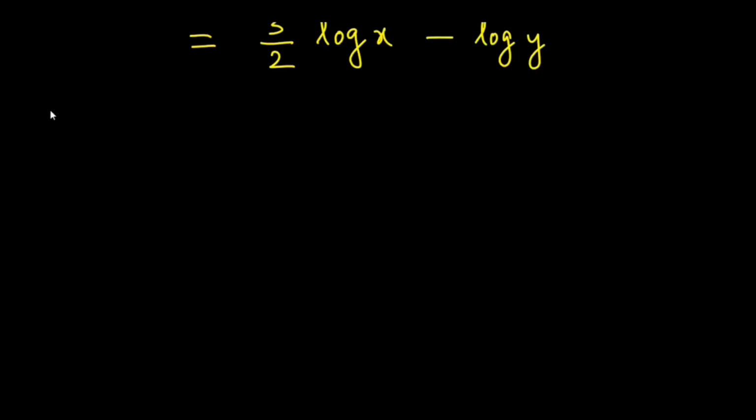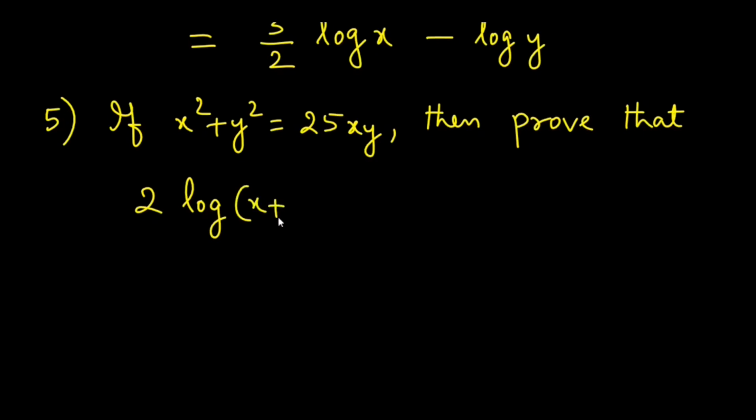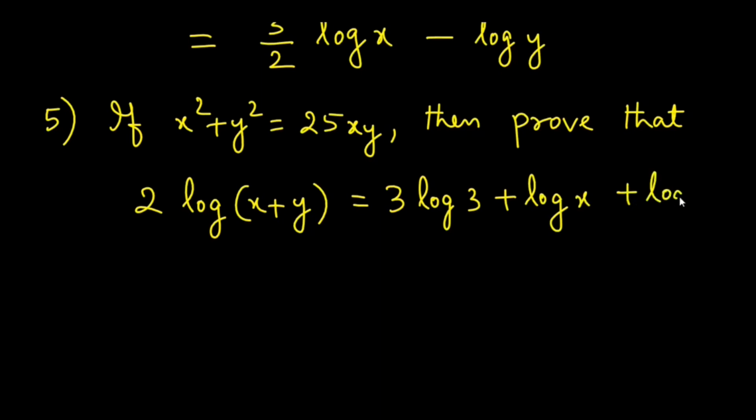Now fifth question. If x square plus y square is equal to 25xy, then prove that 2 log of x plus y is equal to 3 log 3 plus log x plus log y.